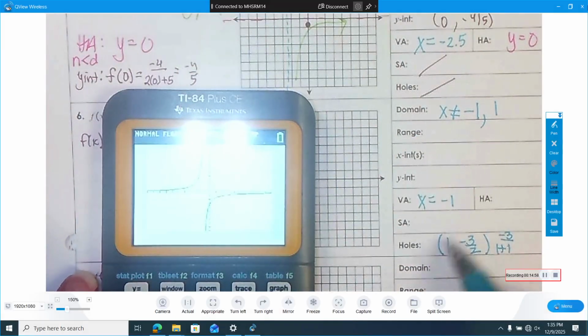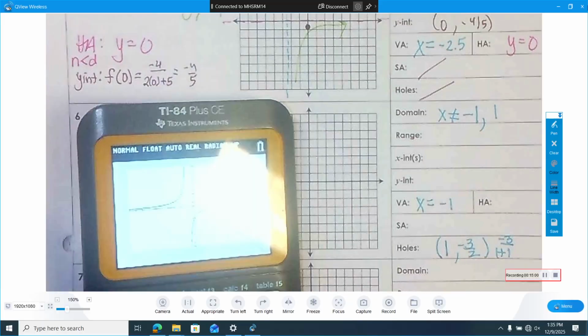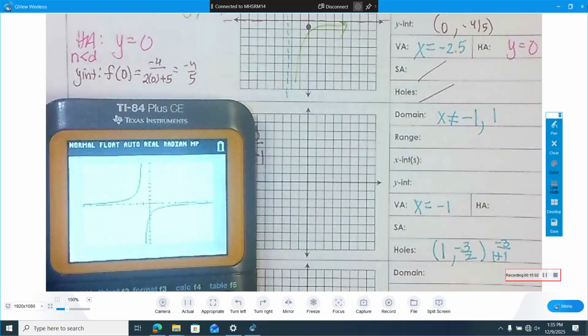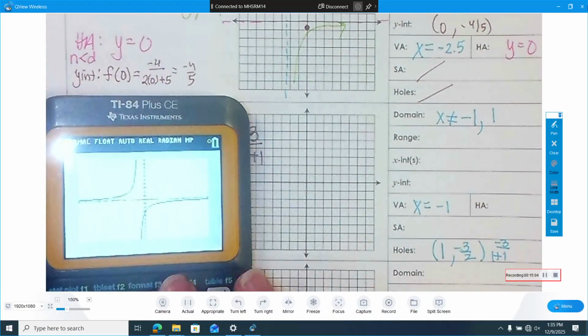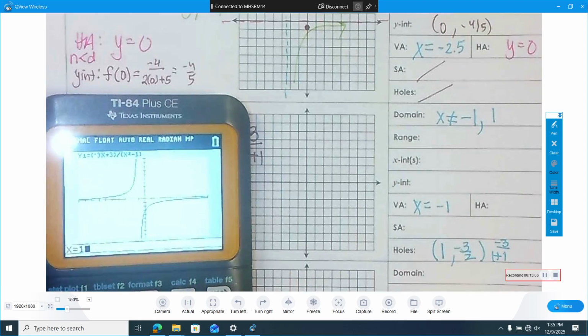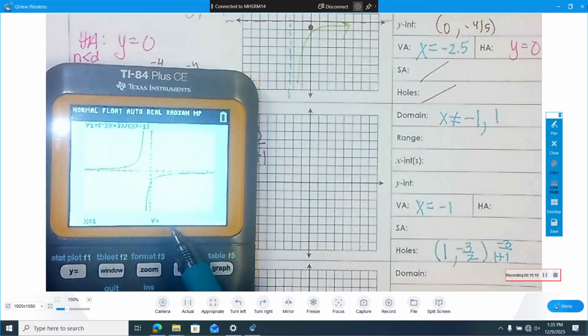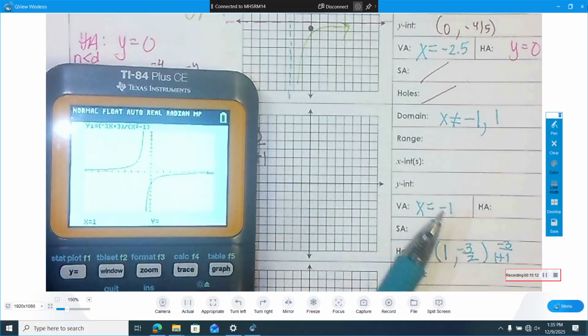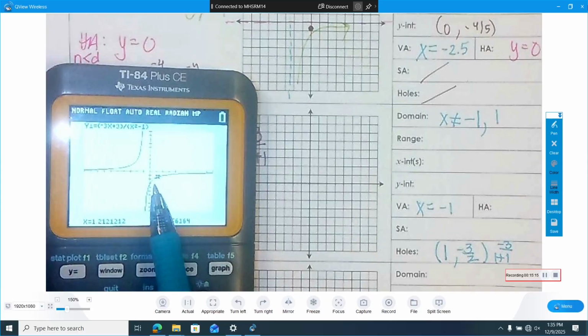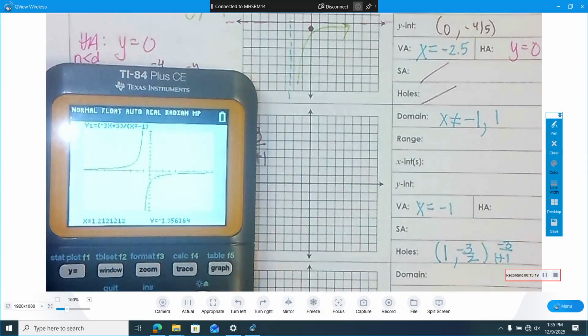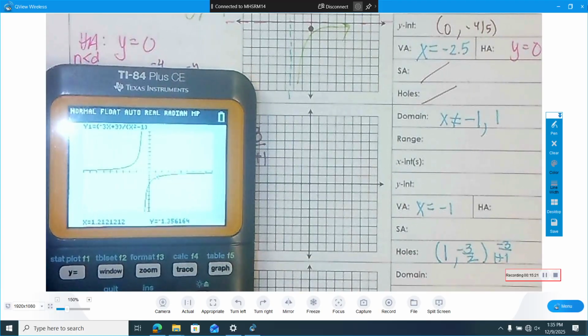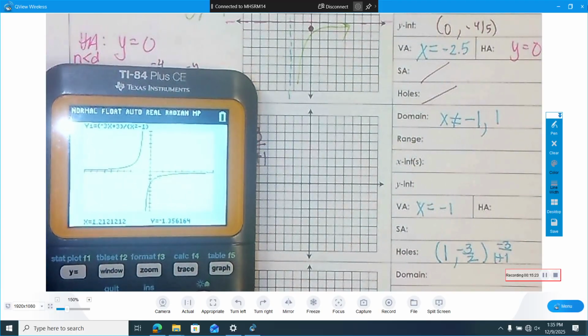But what's going on with the hole? Can I see the hole? No, I can't really see the hole because it's too tiny. But if I plug in 1, so trace and hit 1, you can see that there's nothing there. It's undefined. If I move Tinkerbell just a skosh, right next to that, Tinkerbell would be where the hole is. At 1, negative 3 halves, 1.5.